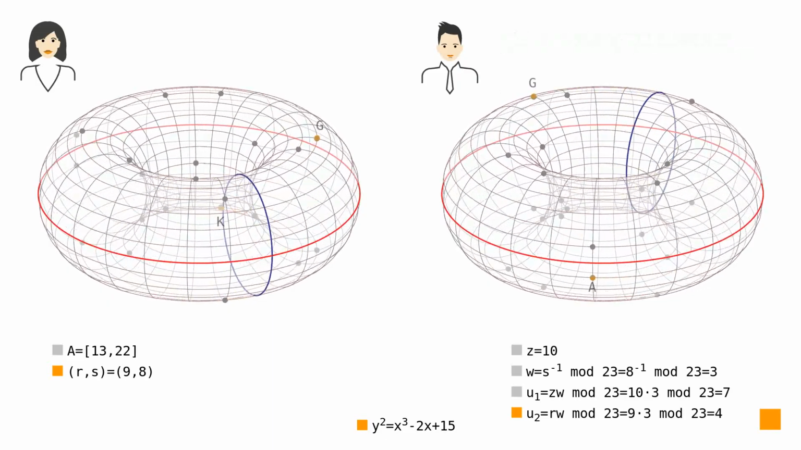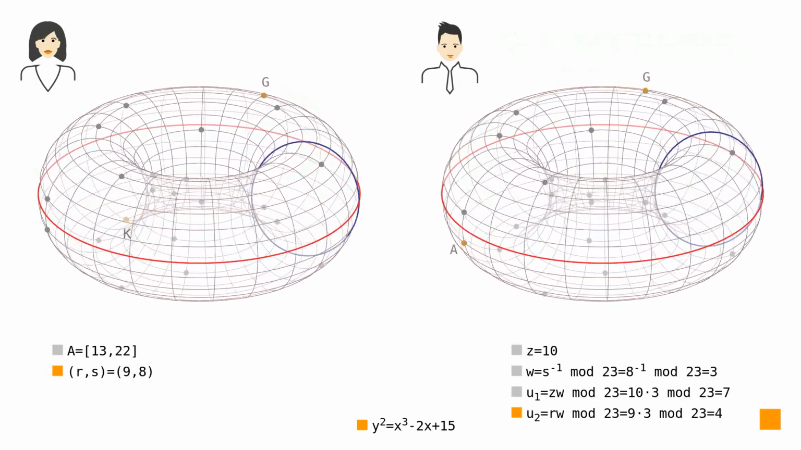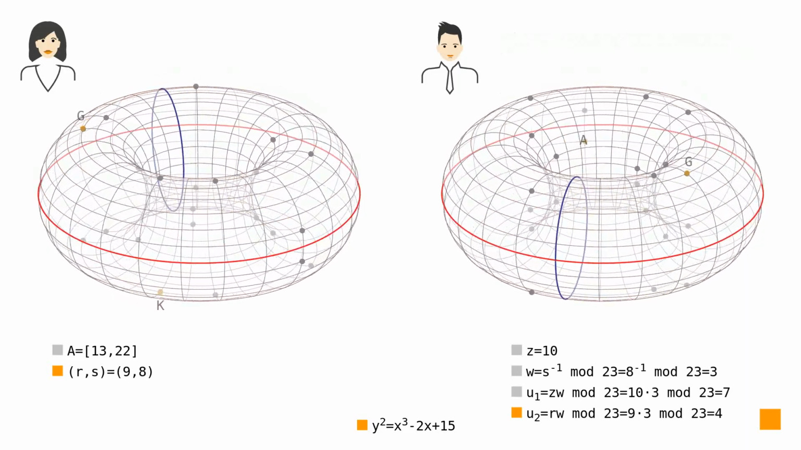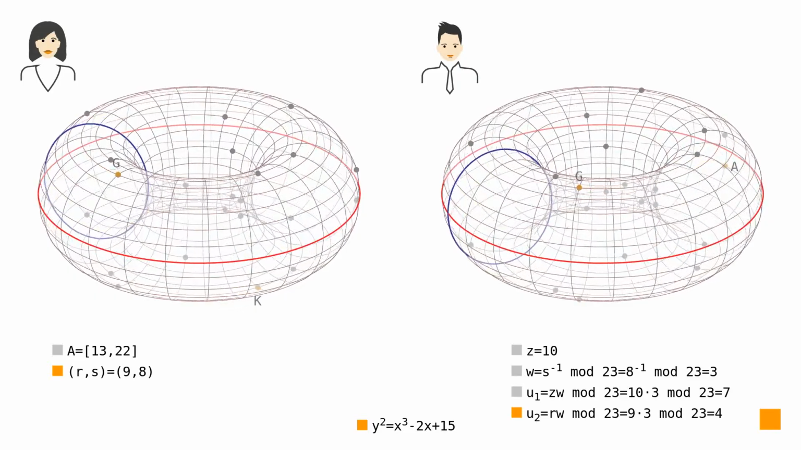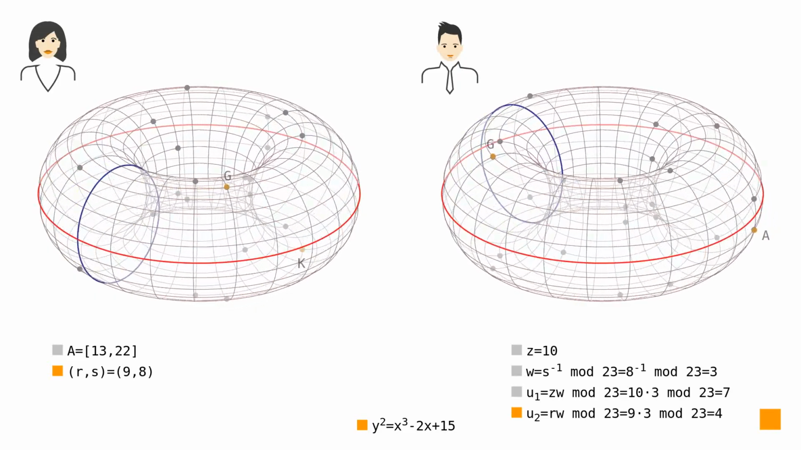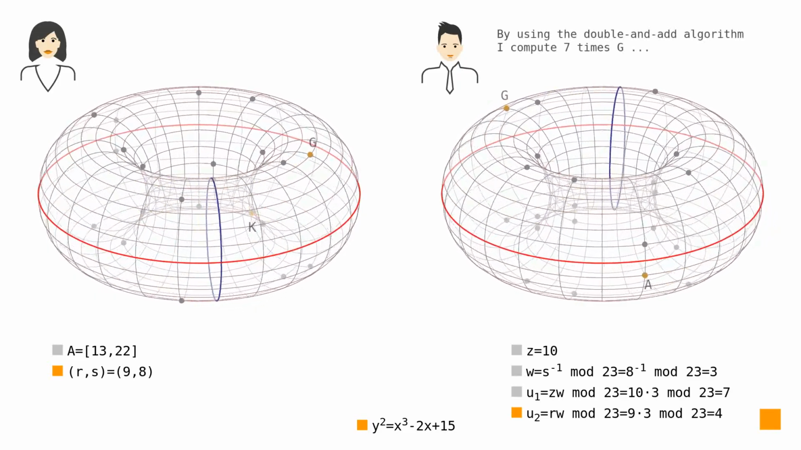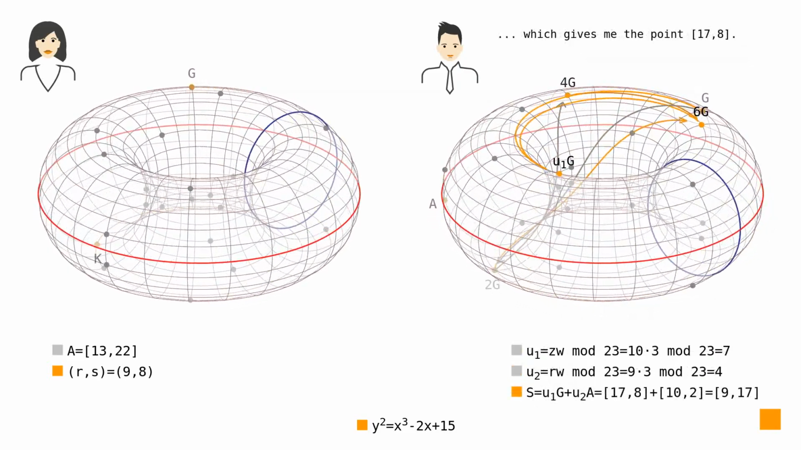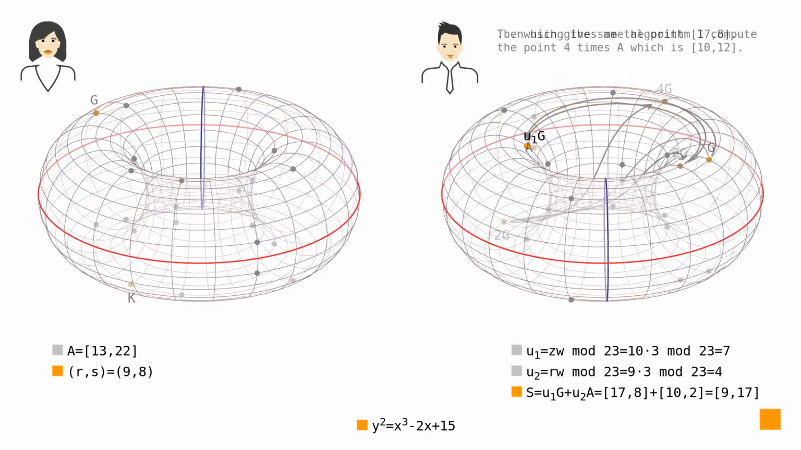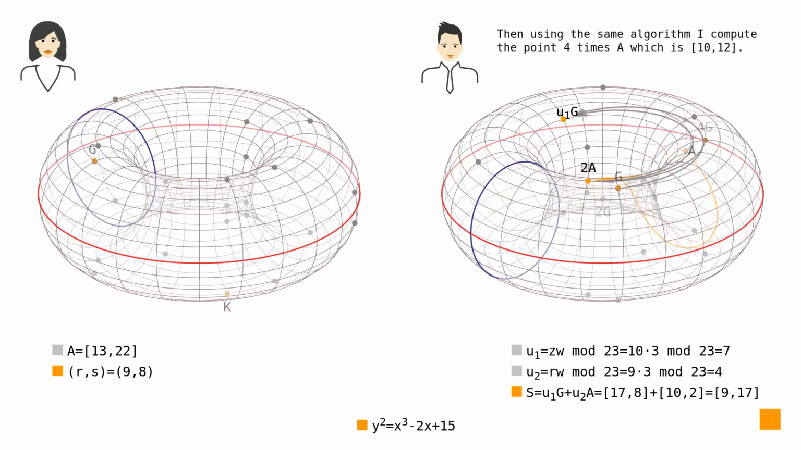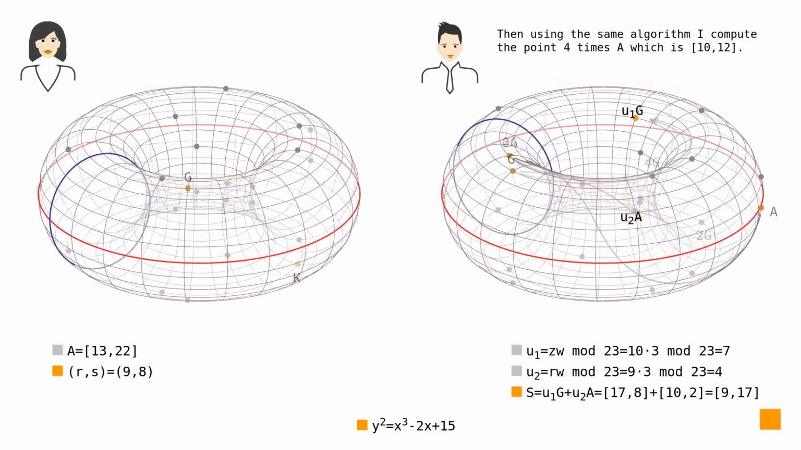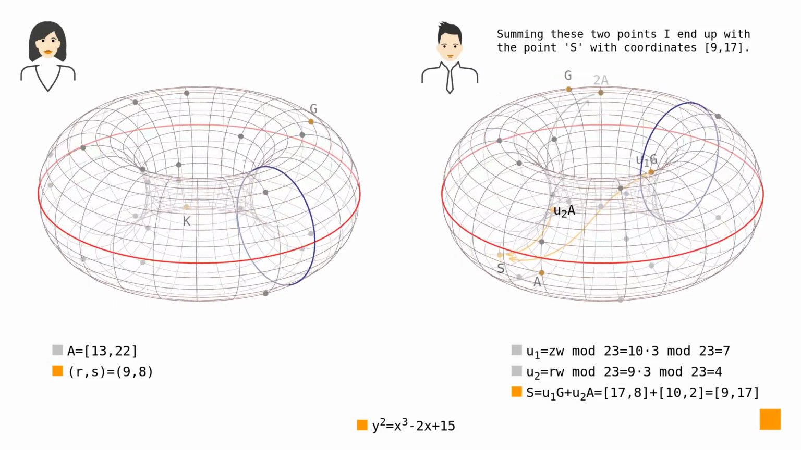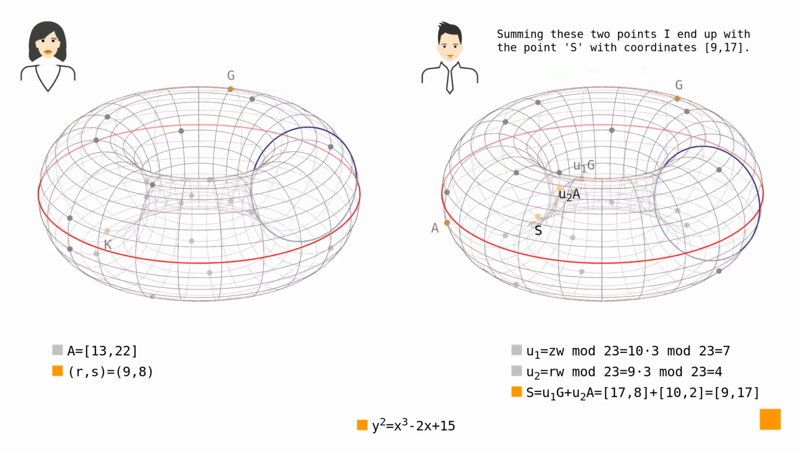To finally verify the signature, Bob multiplies the generator by the coefficient u1, then he multiplies Alice's public point A by the coefficient u2, and summing these 2 points gives him a signature verification point labeled S. By using the double and add algorithm, I compute 7 times G, which gives me the point 17, 8. Then, using the same algorithm, I compute the point 4 times A, which is 10, 12. Summing these 2 points, I end up with the point S, with coordinates 9, 17.